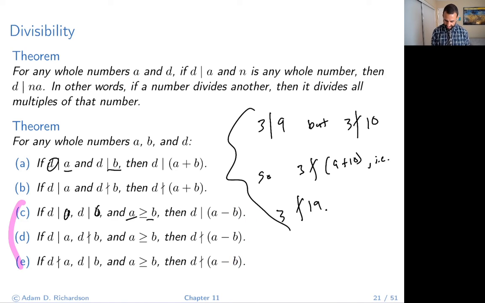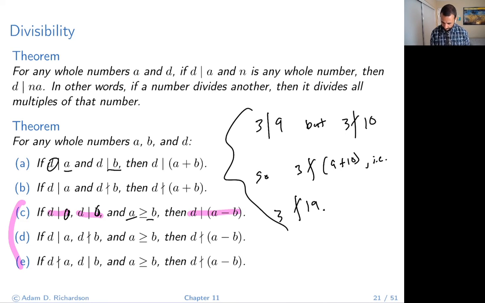Then it must be the case, let's look at the first one. Here we go. If D divides A and D divides B, then it divides the difference. So it divides their difference also. Let me try to give you an example of that.